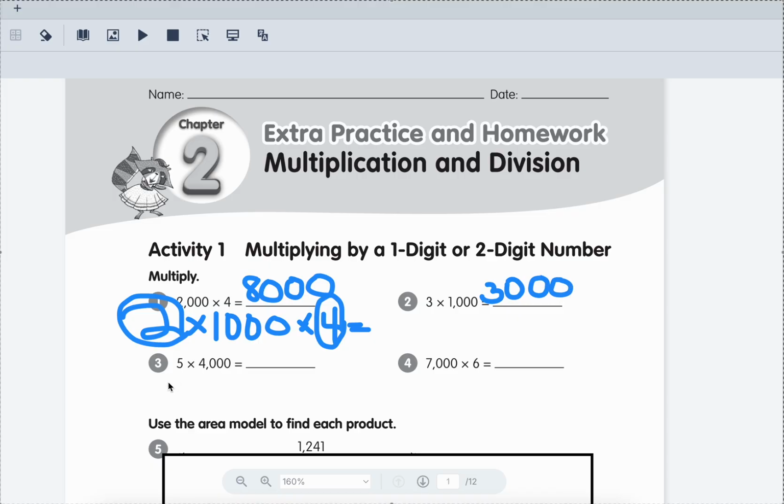And now we're going to come down here, and we know that this would be 5 times, what's 4,000? Well, 4,000 is 4 times 1,000. You all writing this down? So I'm going to do my facts first. 5 times 4 is 20. And 20 times 1,000 is 20,000.